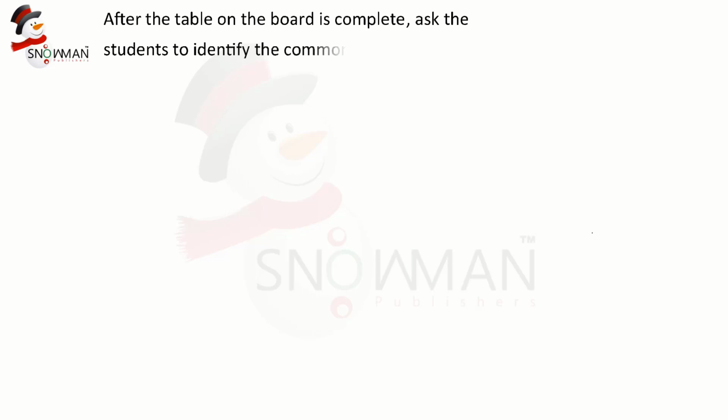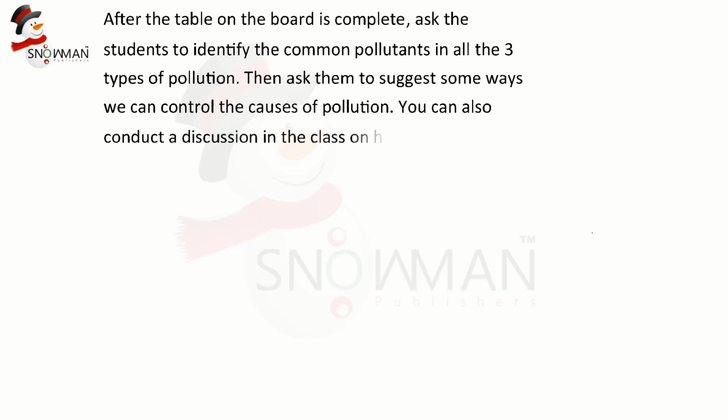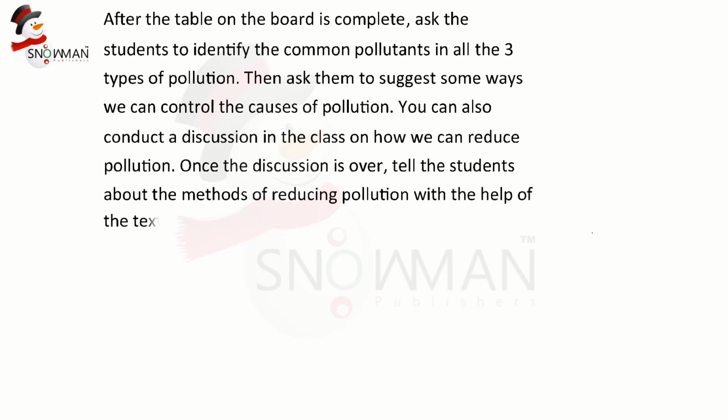After the table on the board is complete, ask the students to identify the common pollutants in all the 3 types of pollution. Then ask them to suggest some ways we can control the causes of pollution. You can also conduct a discussion in the class on how we can reduce pollution. Once the discussion is over, tell the students about the methods of reducing pollution with the help of the textbook.